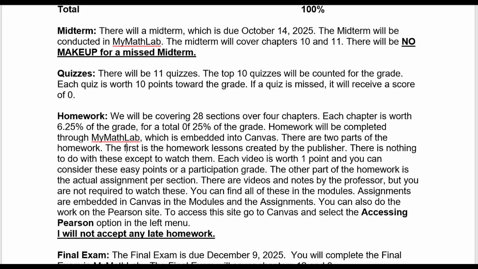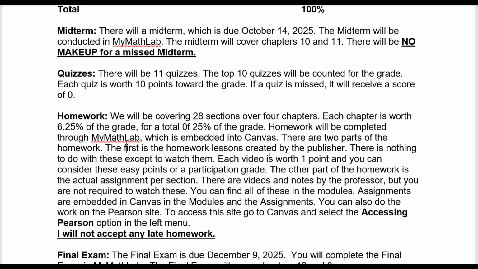And then the other part of the homework is the actual assignment per section. Those are typically between 35 and 40 points. There are videos and notes by the professor. You do not have to watch those or go through those if you don't want to. Those are things I've made. You can find all these in the modules. The assignments are embedded in Canvas in the modules and the assignments. So you can go to the assignments tab, the modules tab, or the syllabus tab and see these things.